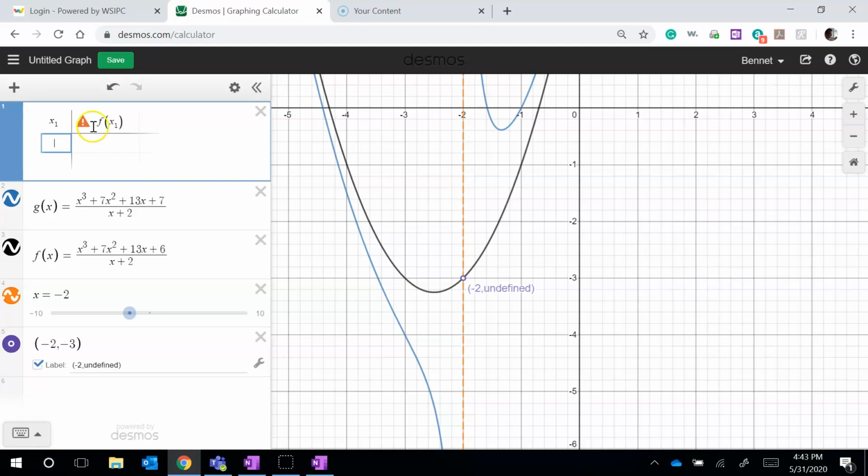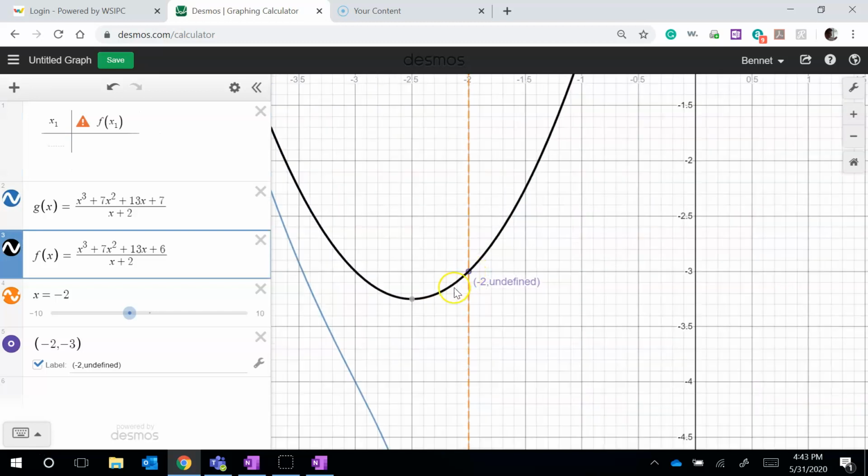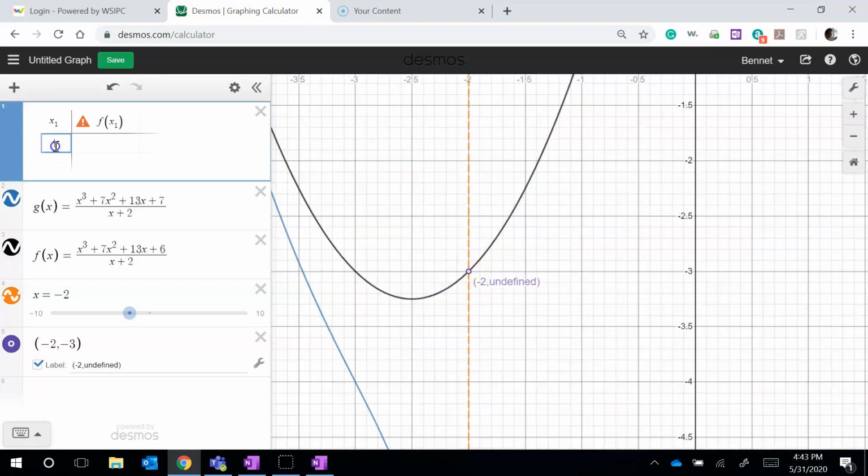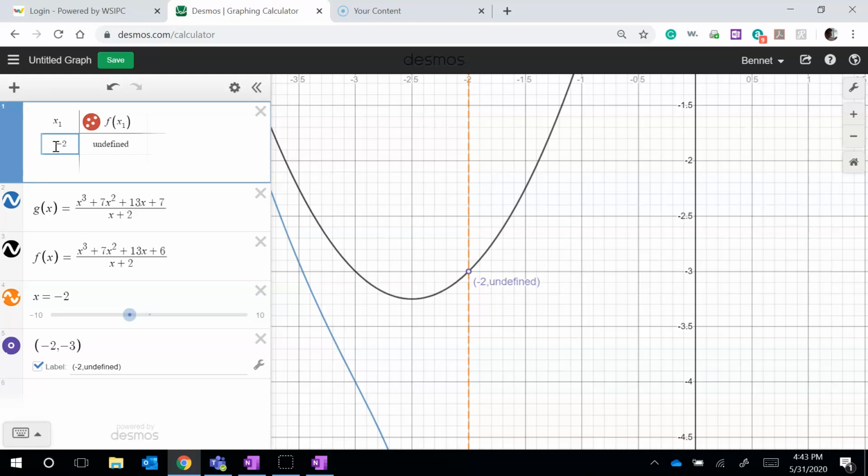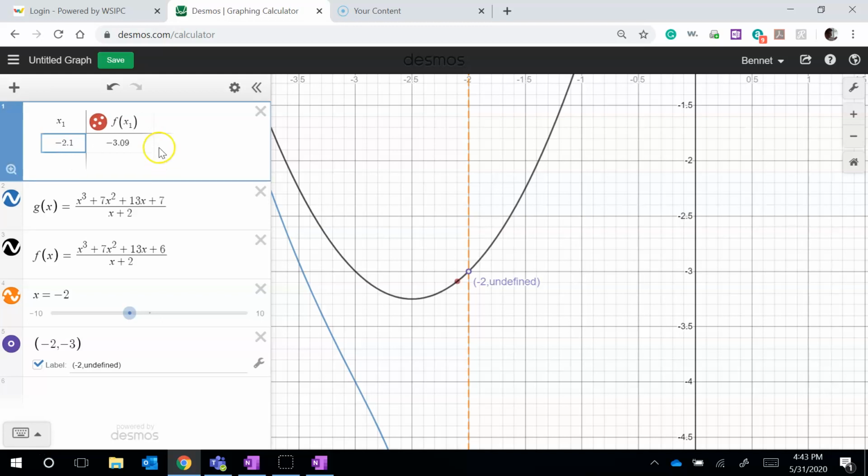It looks like it doesn't like it. It's got that little exclamation point, but as soon as you put something in, say, I'm going to try to get closer to this thing from both sides. So on this side, I'm going to do like -2.1. -2 is undefined, but -2.1, right? It's at -3.109. It's really getting close to -3.